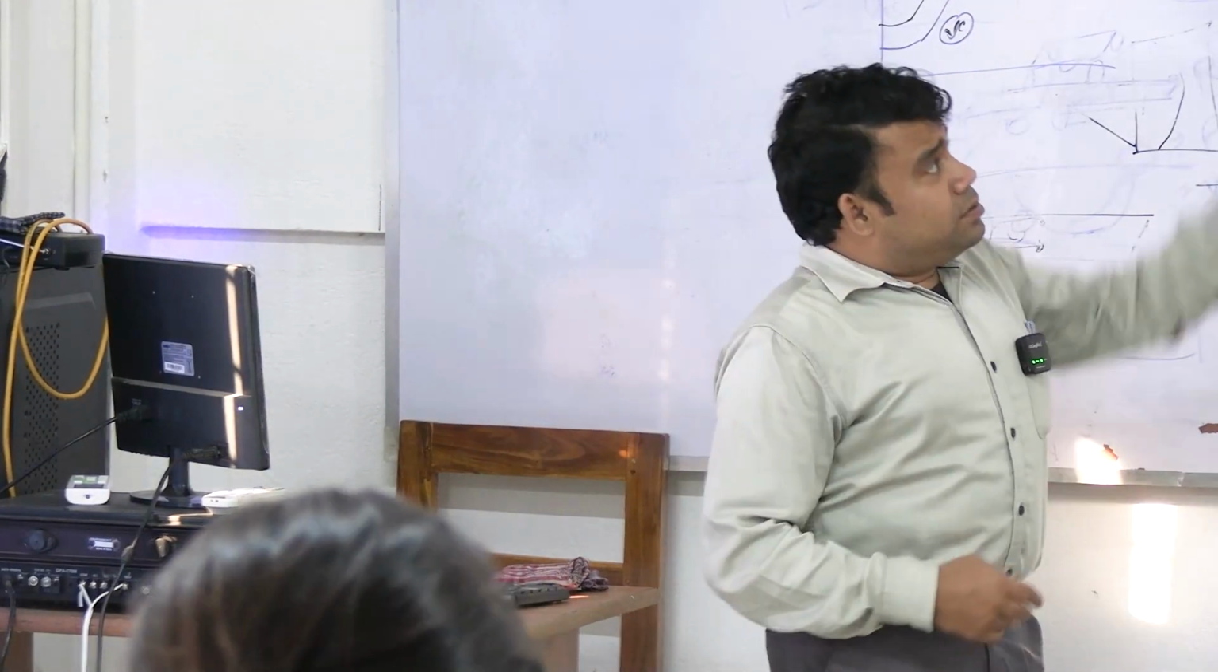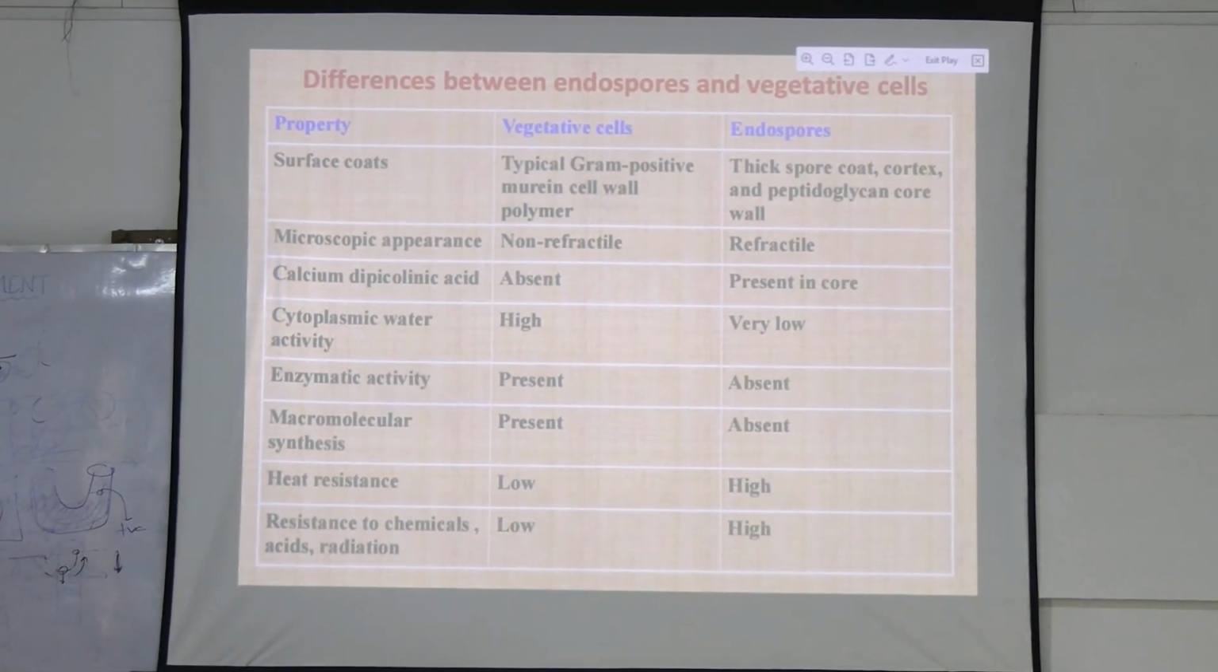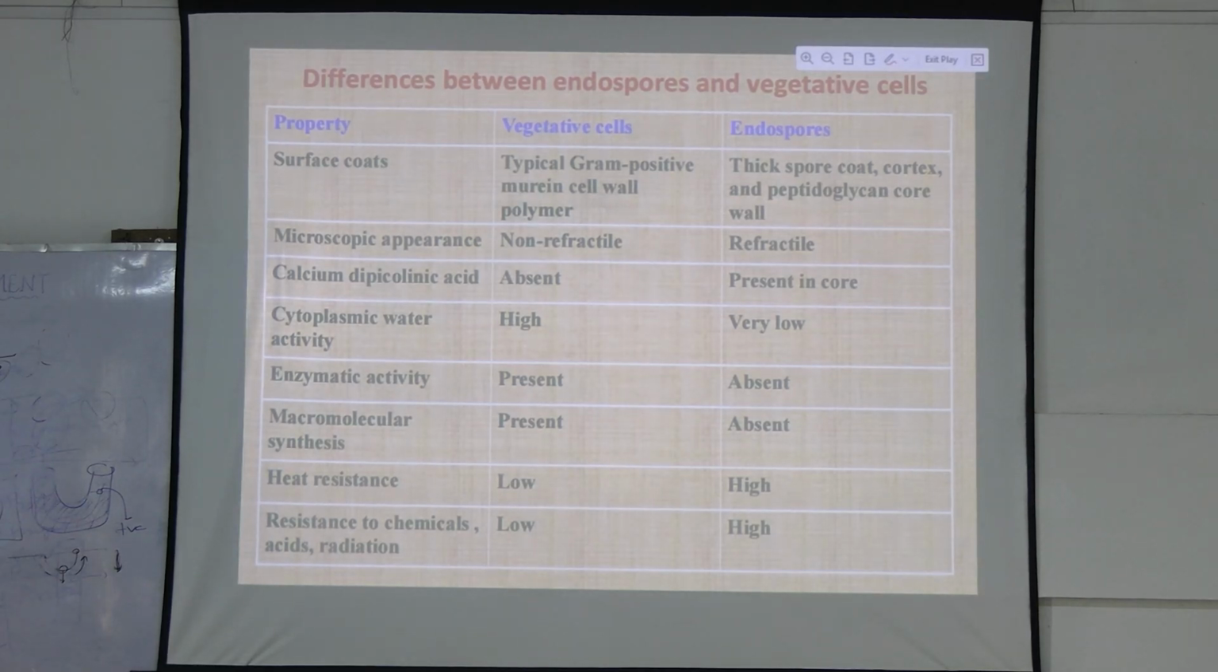Please go through this chart. Most important is, নিচ থেকে পড়ে থাকো, resistant to chemicals, acids and radiation. পরবর্তীকালে তোমাদের যখন স্টেরিলাইজেশন ডিসইনফেকশন পড়ানো হবে তখন বলা হবে যে how we can prevent infections by killing bacteria and other organisms with the use of various chemicals and disinfectants. That is for the vegetative bacteria. Most of them will not be effective on bacterial spores.